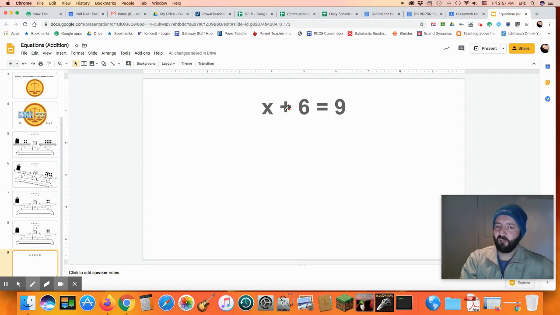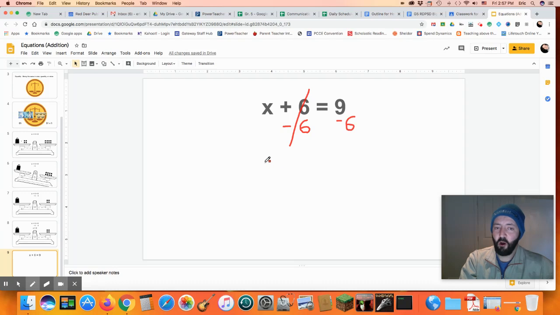To get x all by itself, we want to get rid of or subtract 6 from this side. But of course, that brings things out of balance. We've now taken something off of one side, but not the other. So in order to fix that, I'm going to subtract 6 from this side as well. When you do that, you have gotten rid of everything on this side. We can just show that by striking or putting an X through it, just to show that we've removed it. It's gone now.